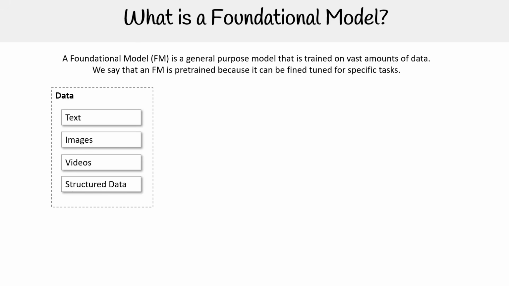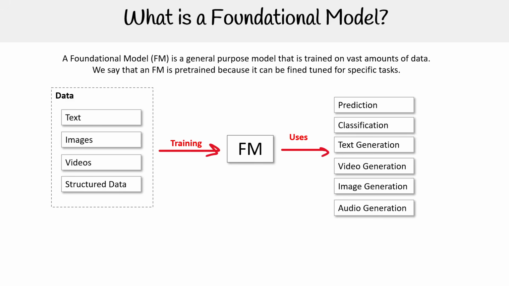But imagine text, images, video, structured data, all sorts of data, massive amounts of data that is going to produce your foundational model. And from that foundational model, it could do all sorts of things: prediction, classification, text generation. It might be limited to very specific things that it can do, but the point is that it can do a lot of things.